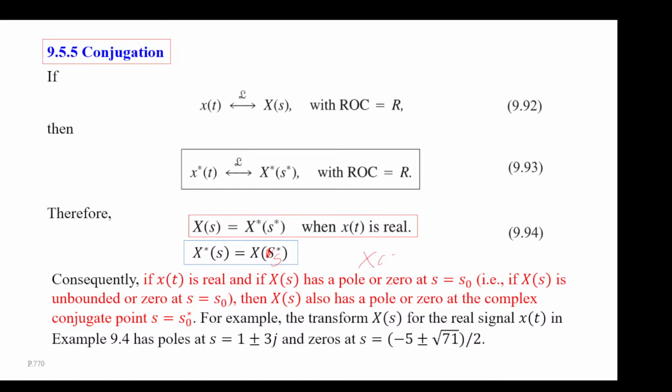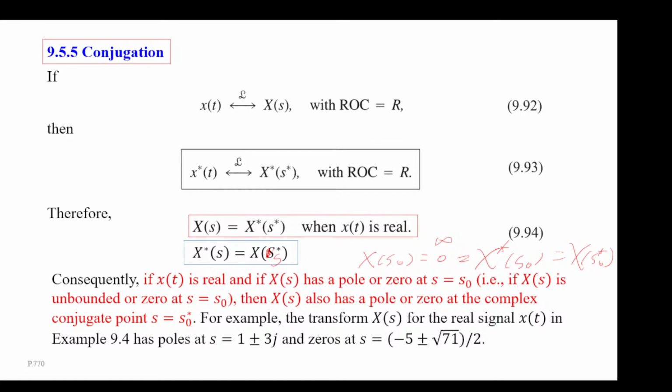So if X of s0 equals 0, then X star of s0 is also 0 because the conjugation of 0 is 0, and that means X of s0 star is 0, and here we can also put infinity. If X of s0 is infinity, then the conjugation of infinity is still infinity, so X star of s0 is also infinity, and that means X of s star is also infinity. So if you have a 0 or infinity at a pole s0, you will also have a 0 or infinity at s0 star.